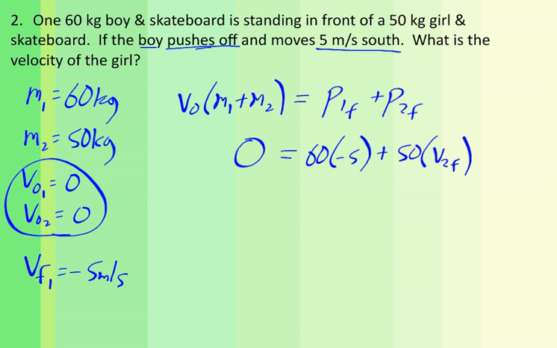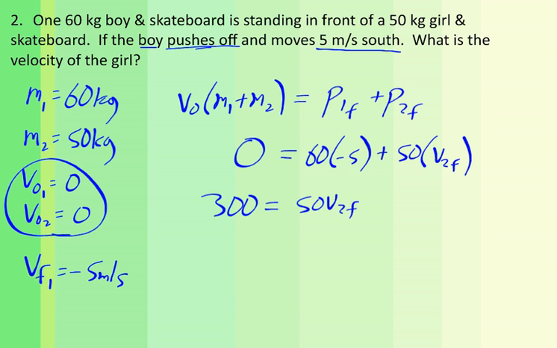Now, if they were the same exact mass, if both kids were 60 kilograms, hopefully you can see that they'd be going the exact same velocity as each other. If the 60-kilogram boy was going -5, then another 60-kilogram person would have to go +5, so they would equal 0. But we've got our 60 times -5, right, which would be -300. And when I move it over to the other side, I've got 300.